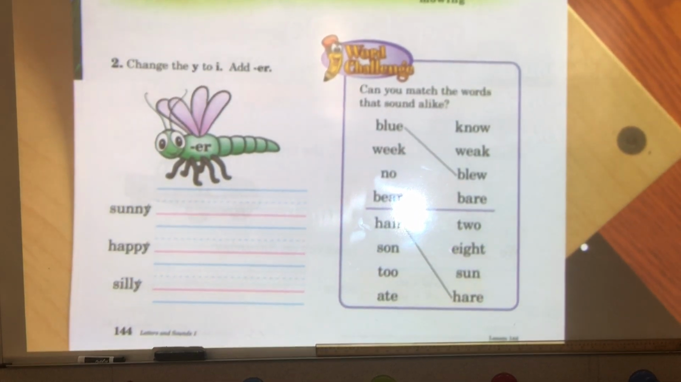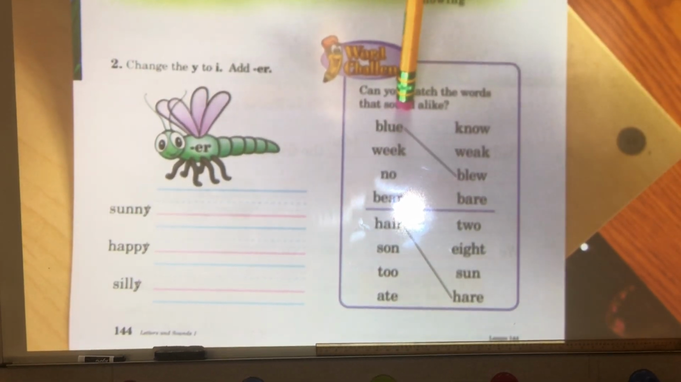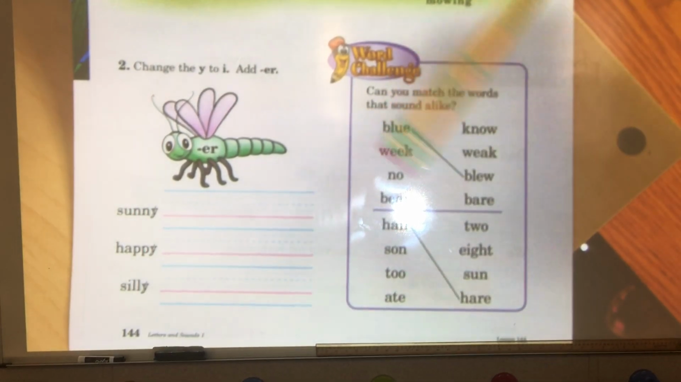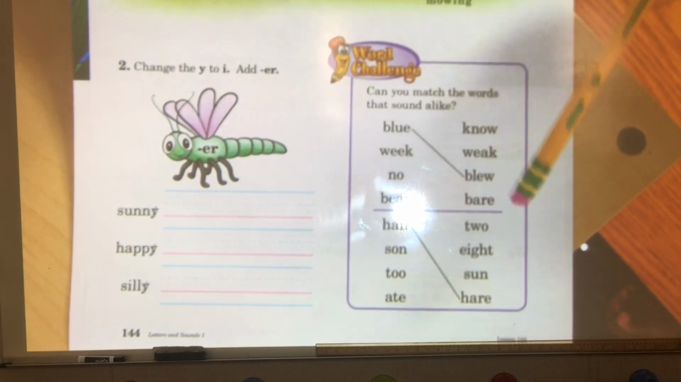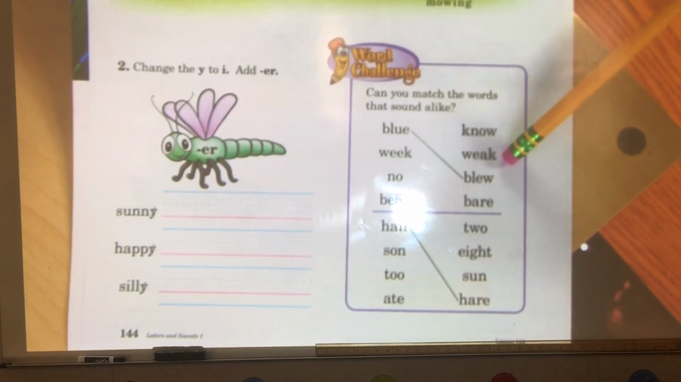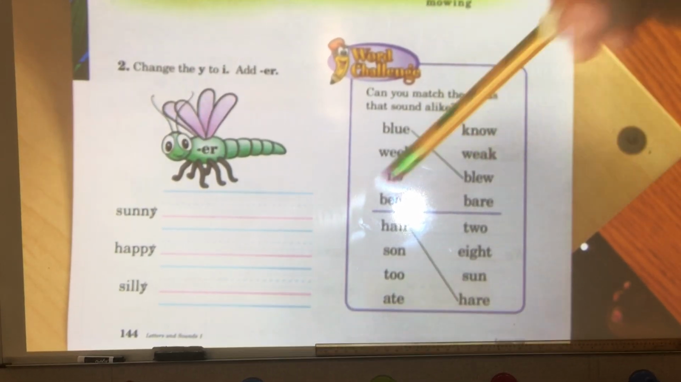Let's take a look at the word challenge. It says, can you match the words that sound alike? Let's take a look at the examples that are done for us. We have the word blue, which is the color blue, and then you have the word blew. They sound alike, they're spelled differently, and they have different meanings. This blew means the wind blew through the leaves. So you will match those words, and you will do it for this section here.